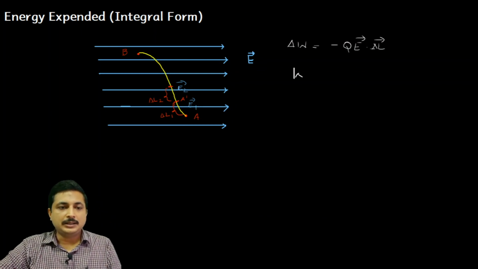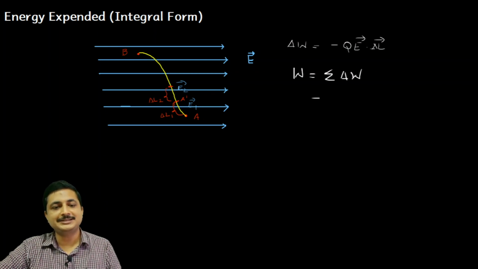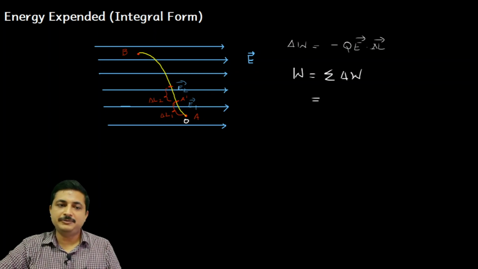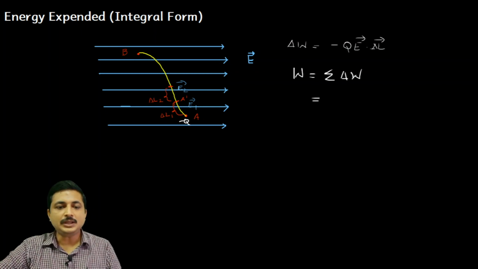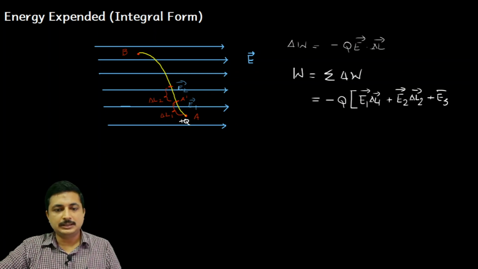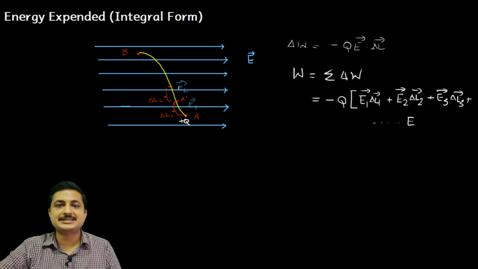Now let me write the total work done. It can be calculated as the summation of all the small differential works done. That is nice, right? So this can be further written as minus Q times E1 delta L1 plus E2 delta L2, all those small works you have to add together, then E3 delta L3. This will go up to when I reach B. So I consider that I take so many small steps. So I say that there are n steps. So I write it as En delta Ln. Is that fine?